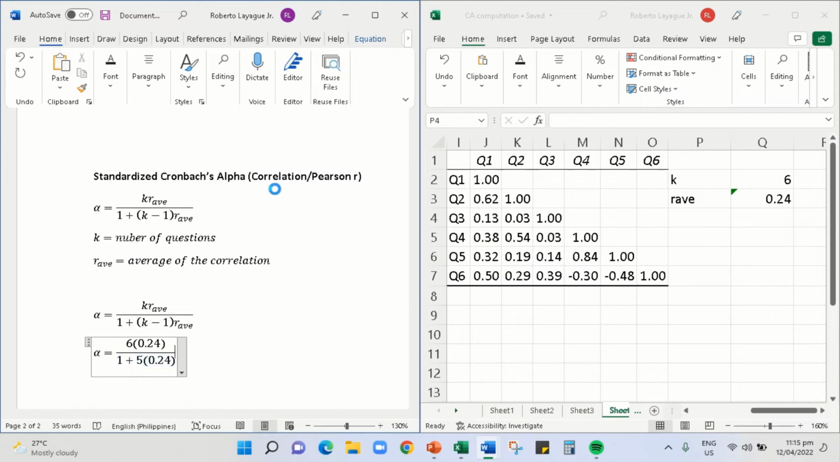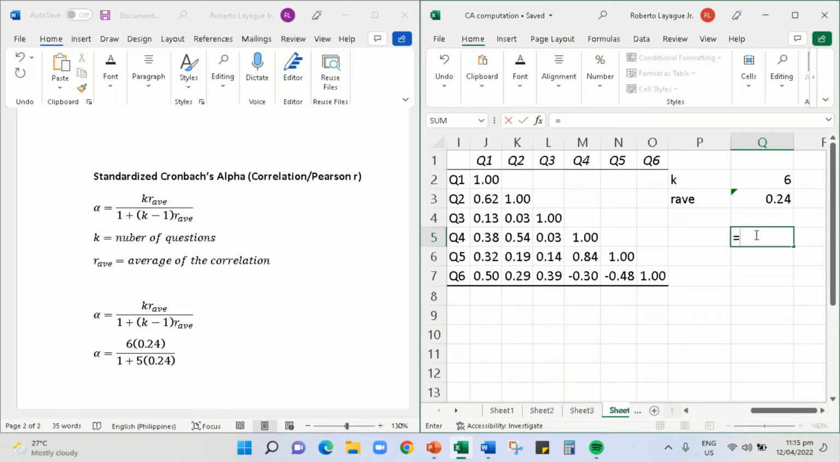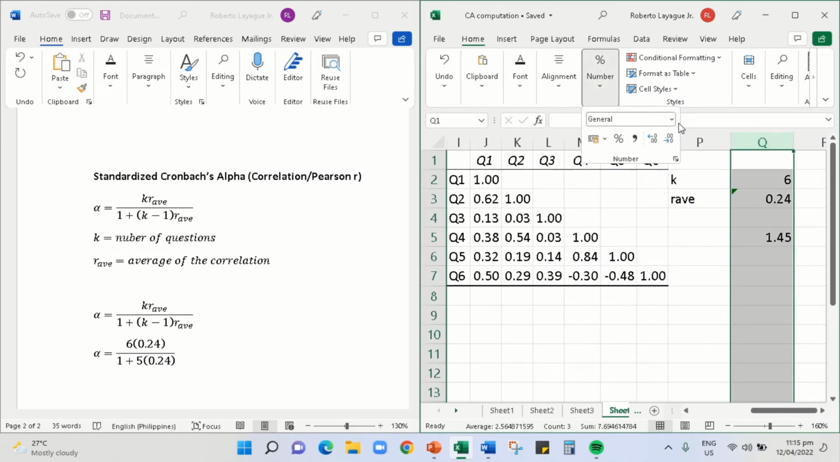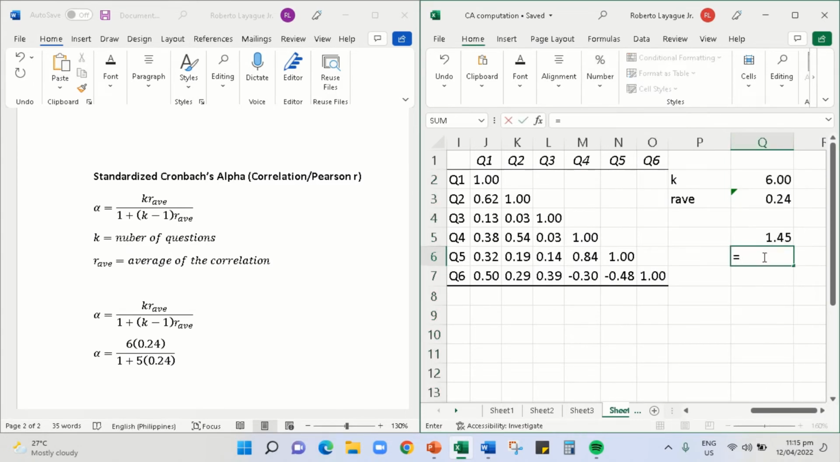So let's have now the calculation using Excel. First one is 6 times 0.24. 6 times this one, 0.24. That's 1.45. Let me have 2 decimal places for this column, so that's much easier for us to look at. It depends upon your standard in your school. Then 5 times 0.24, that's 1.21. Then adding now 1, so 1 plus 1.21, 2.21. So I can now divide that.